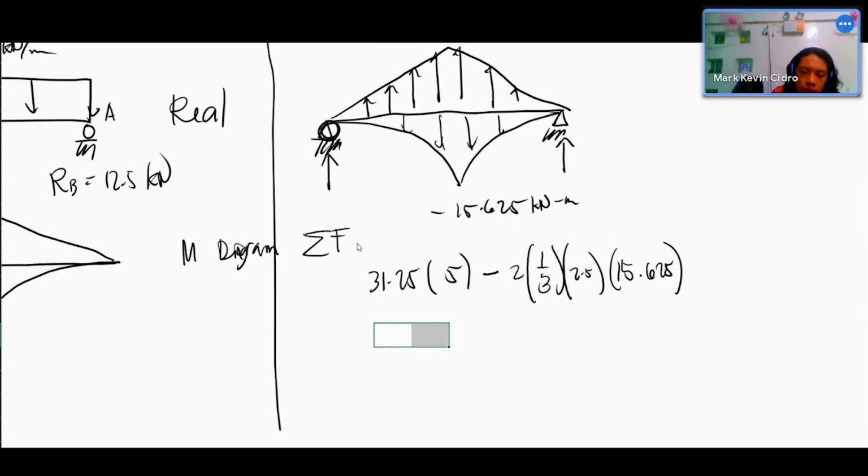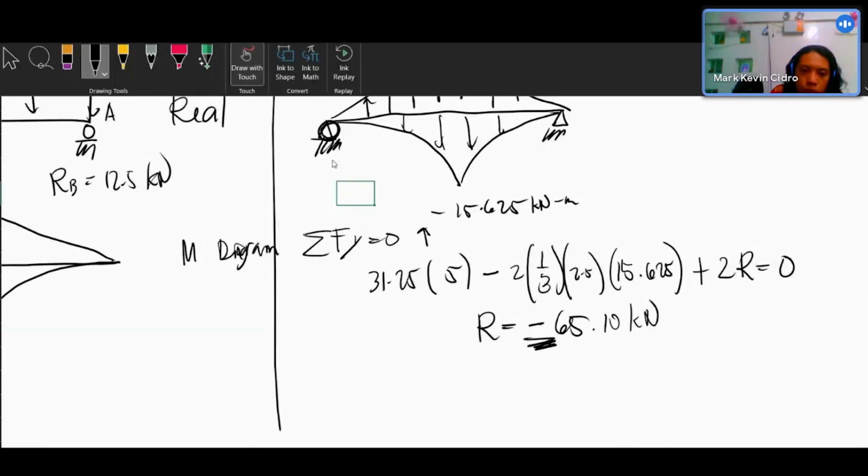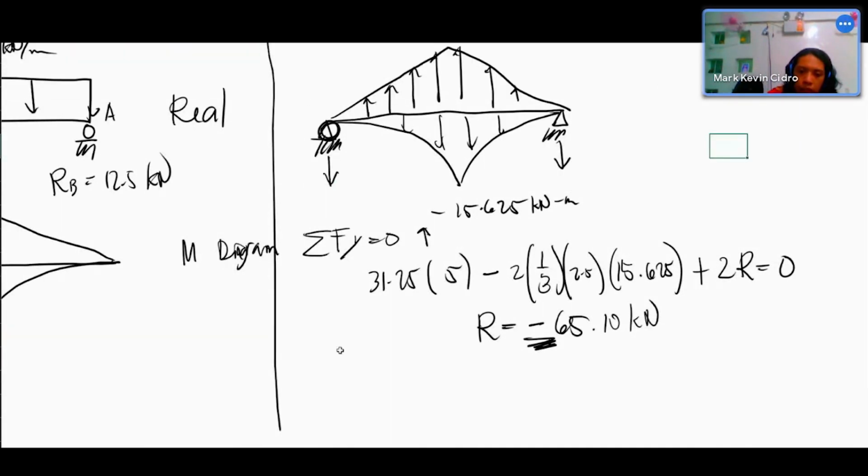Summation of forces along Y is equal to 0. Let's take upward as the positive. So we have 31.25 times 5, minus 2 times 1/3 times 2.5 times 15.625, plus RA, assuming upward, equals 0. When you divide, the result will be negative, 65.10, in kilonewton. The result is negative, so that means our assumption of upward was wrong. It is downward, indeed.